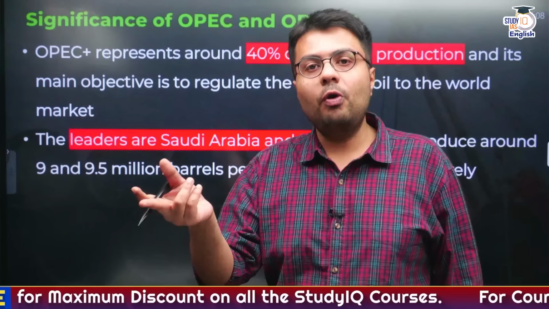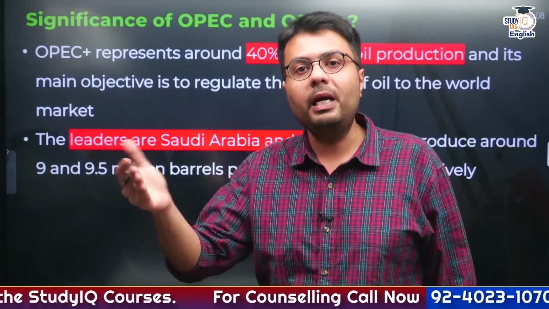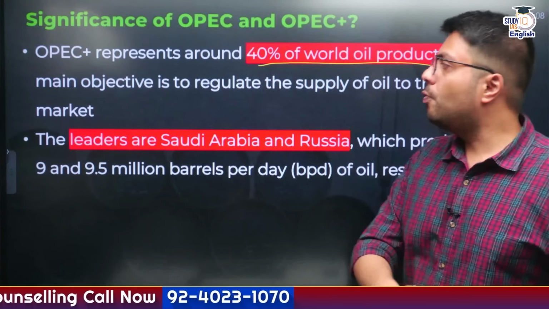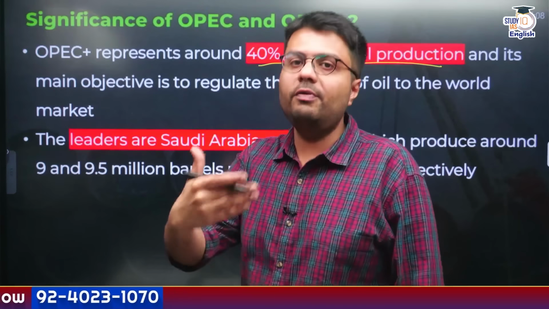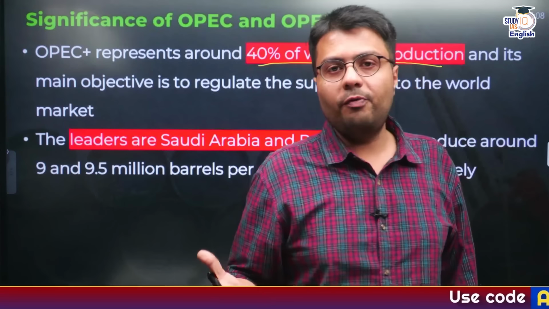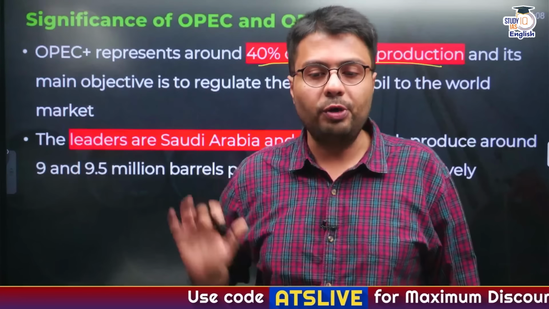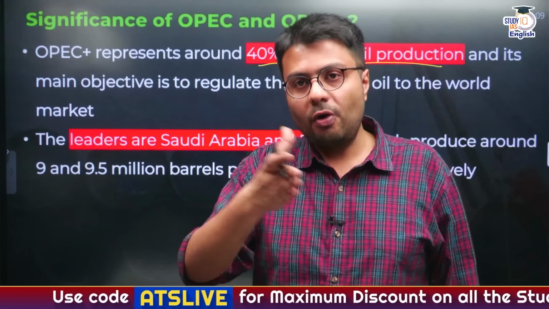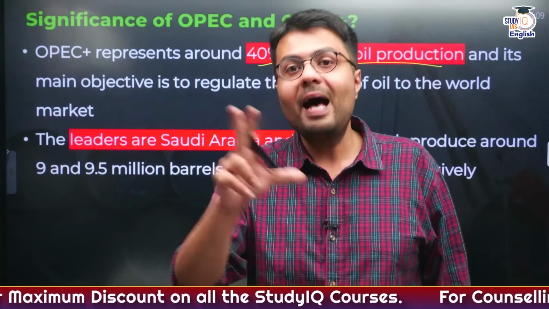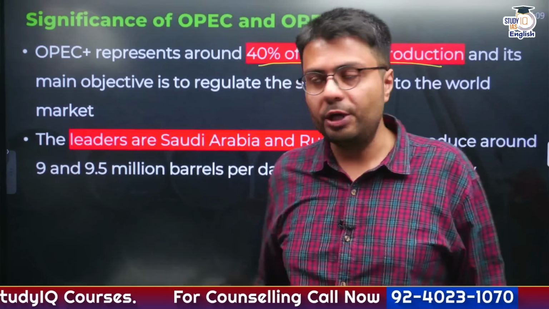Together with the non-OPEC countries, or major oil producers who are not part of OPEC, OPEC Plus is responsible for 40% of world crude oil production, and the objective of this coalition is also the same as OPEC. They want to regulate the supply of oil so that the prices of oil are in a desirable range for these producers. Now, the leaders of oil producing countries in the OPEC Plus coalition are Saudi as well as Russia. These are the largest producers of crude oil in the OPEC Plus coalition.